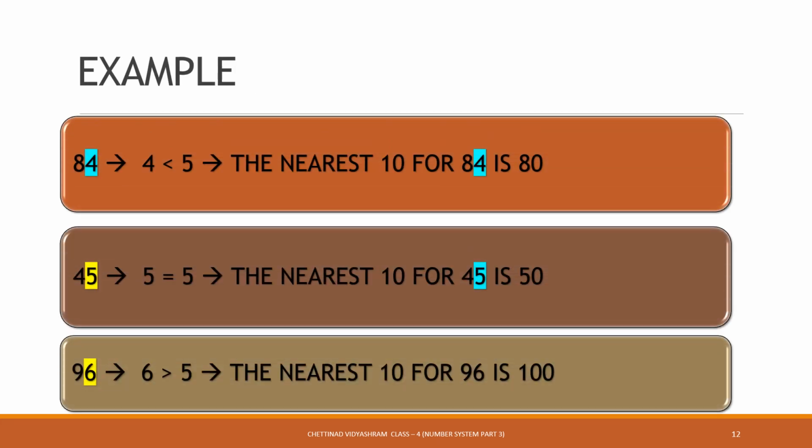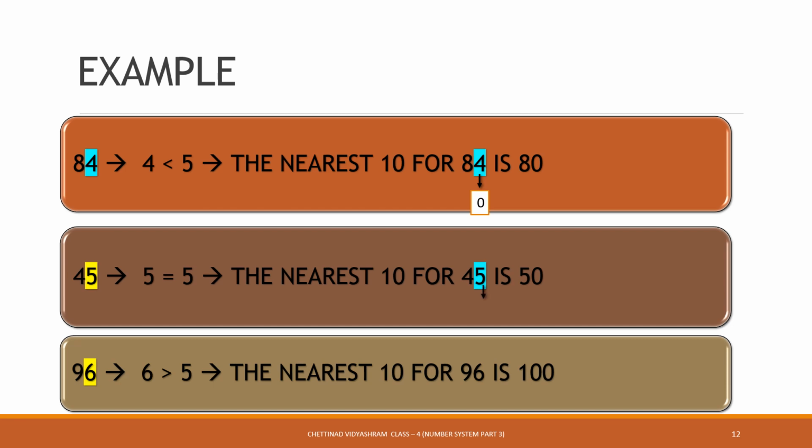Example: 84. The number in the ones place here is 4, which is less than 5. If the number in the ones place is less than 5, what is the condition, children? The ones place will become 0 and the tens place will remain the same. So here the 4 will become 0 and 8 will remain the same. So it is 80. The nearest 10 for 84 is 80.